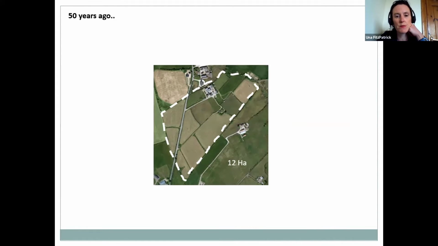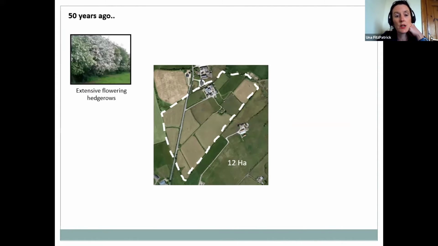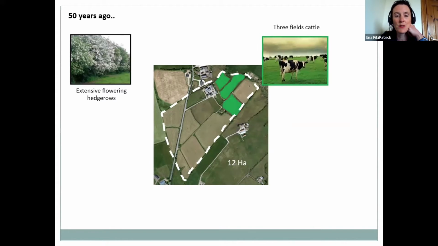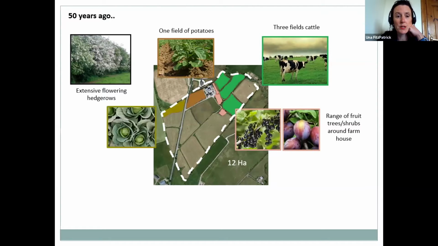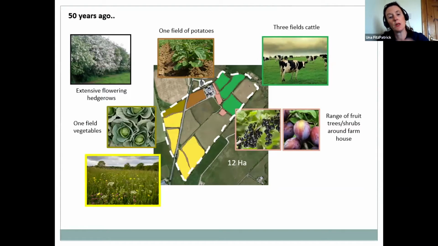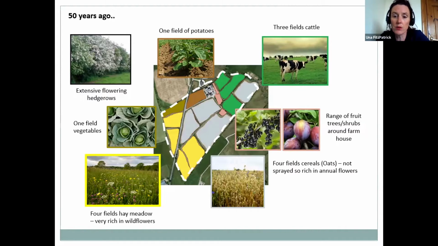And she describes this farm as, it had extensive flowering hedgerows. I always had 3 fields of cattle. There were a range of fruit trees and shrubs around the farmhouse that the family used. There was always a field of potatoes, a field of vegetables. Then there were 4 hay meadow fields, which were very rich in wildflowers. And then there were another 4 fields that had cereals. Back then it was oats. They weren't sprayed. So again, they would have been rich in annual flowers.